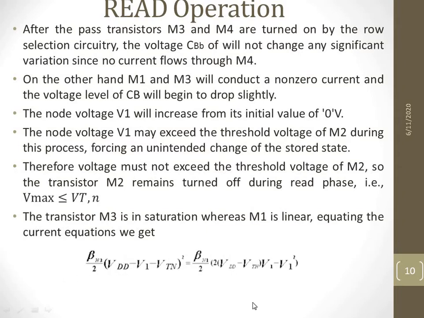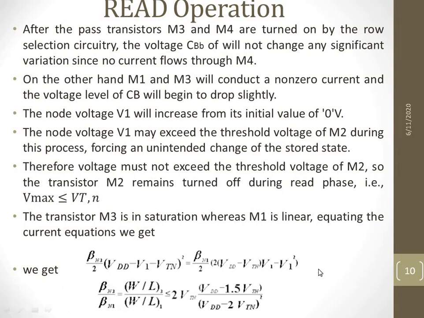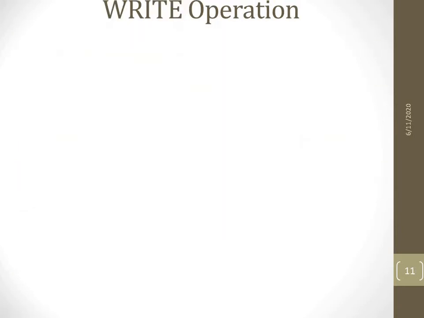Equating the currents, we get this formula: beta by 2 into (VDD minus V1 minus Vtn) square is equal to beta by 2 into (VDD minus Vtn) into V1 minus V1 square. Then we get beta N3 by beta N1, which is W by L3 by W by L1, less than or equal to 2 times Vtn into (2 VDD minus 1.5 Vtn) by (VDD minus 2 Vtn).